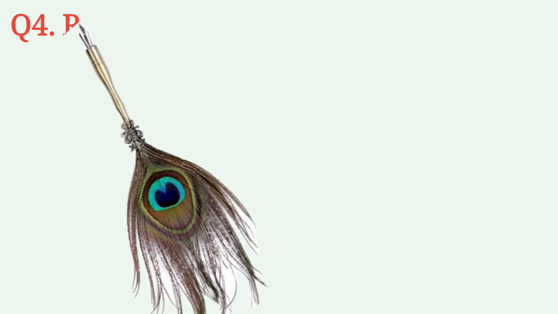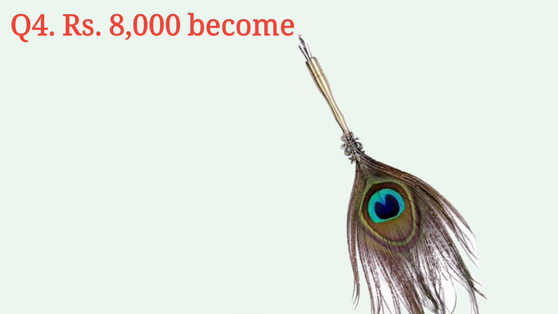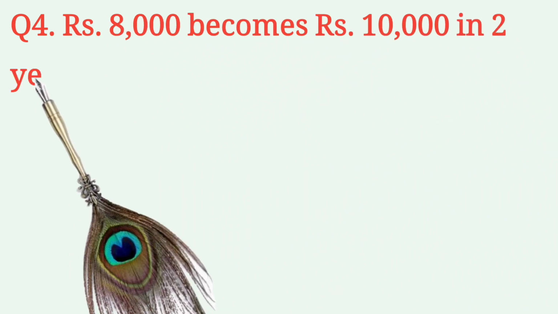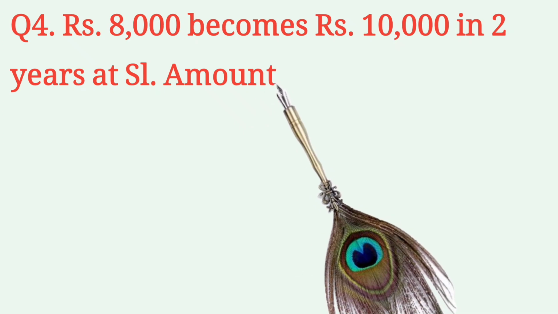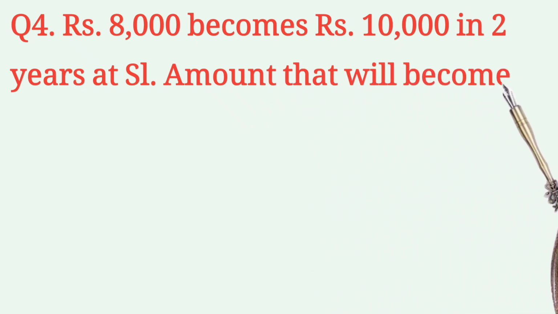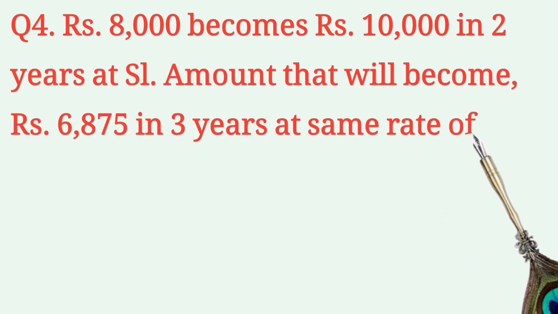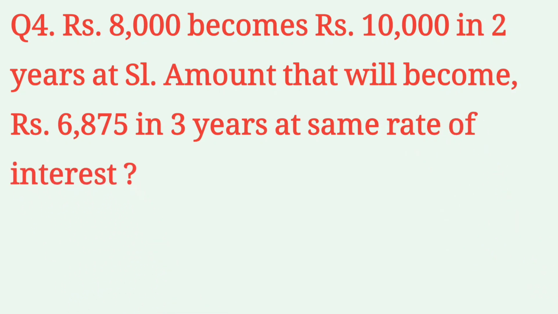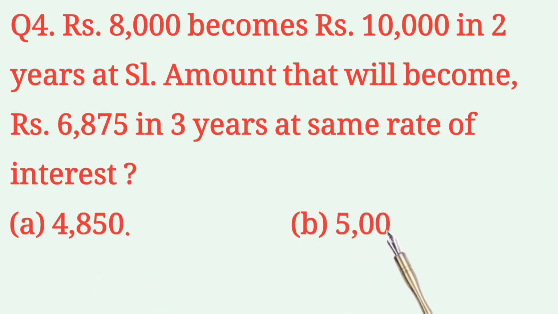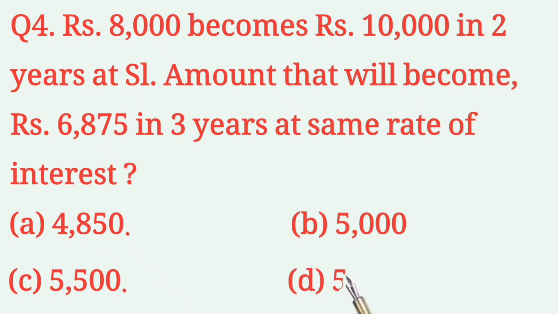Now let's move to question number 4. Rupees 8,000 becomes rupees 10,000 in 2 years at simple interest. Amount that will become rupees 6,875 in 3 years at the same rate of interest is, the options below are A 4,850, B 5,000, C 5,500, D 5,275.